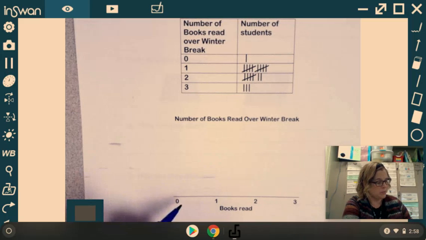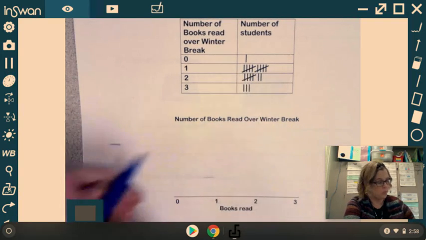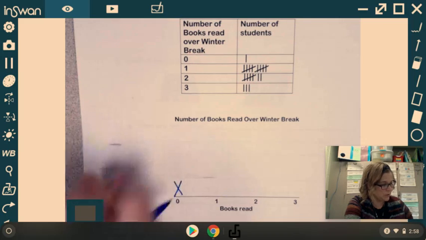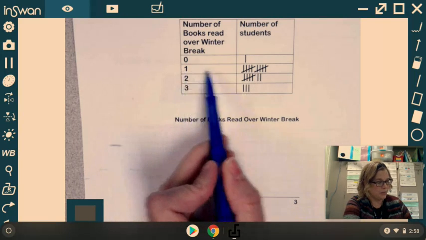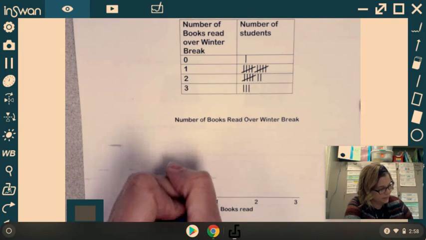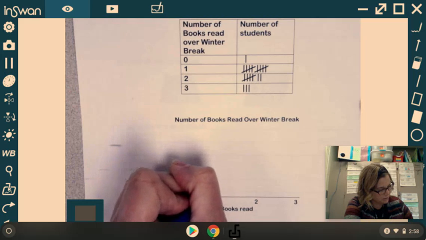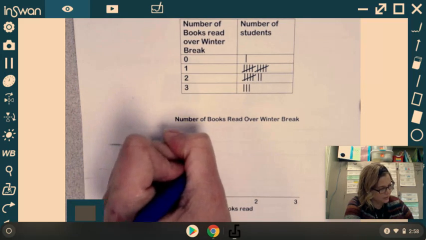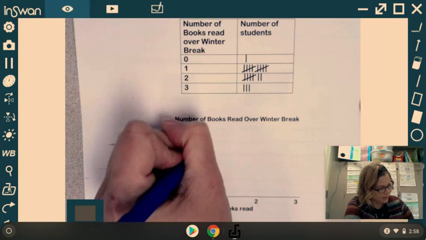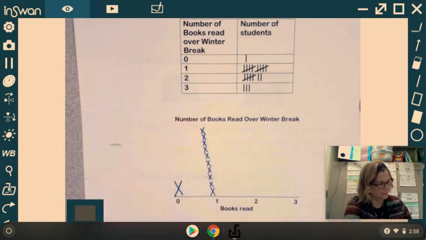So how many people read 0 books? 1. So I'm going to put 1 tally mark. And that's going to be a little bit too big because I got to get 10. How many people read 1 book? We said 10, so I got to make 10 tally marks. 1, 2, 3, 4, 5, 6, 7, 8, 9, 10.